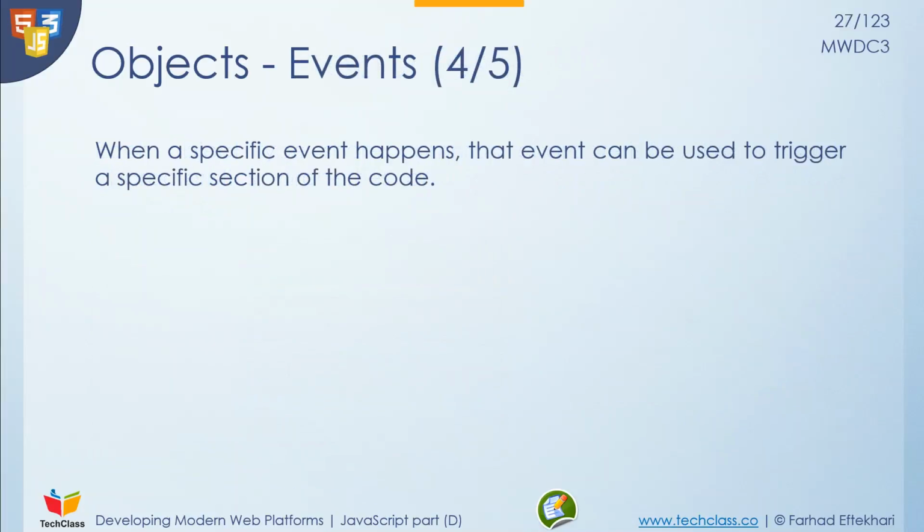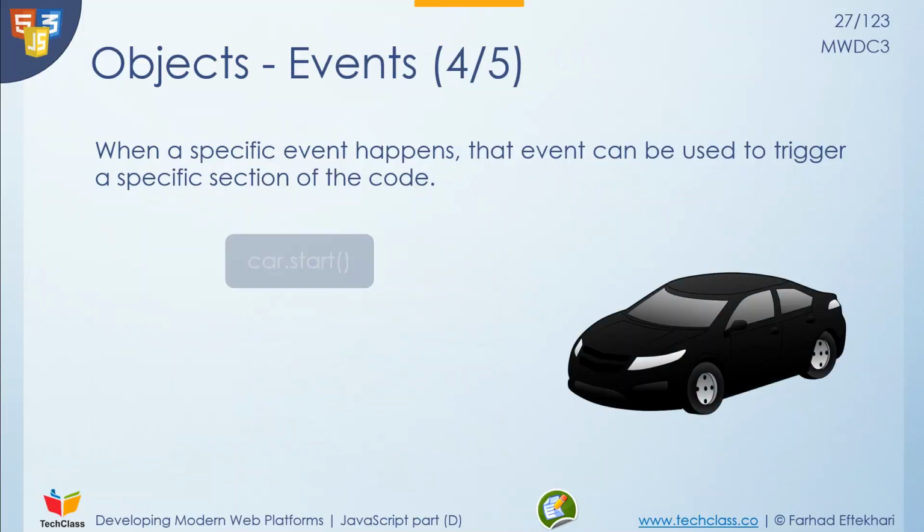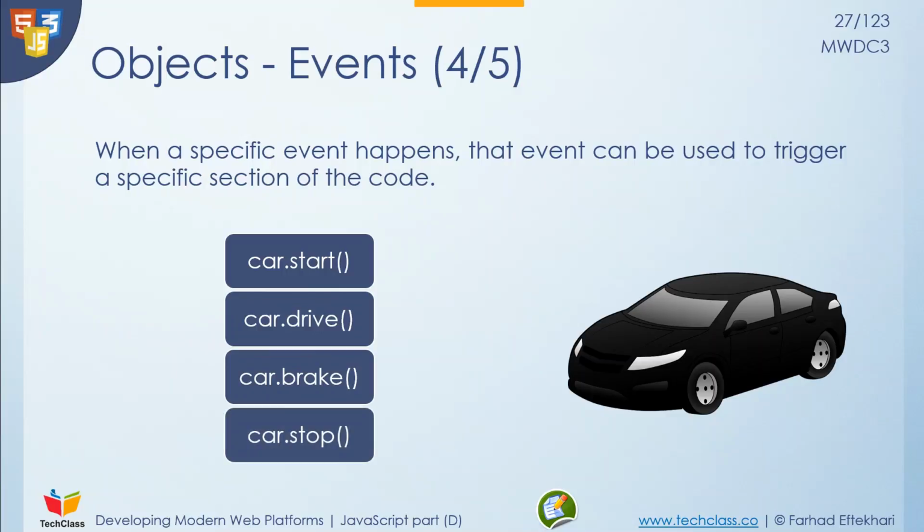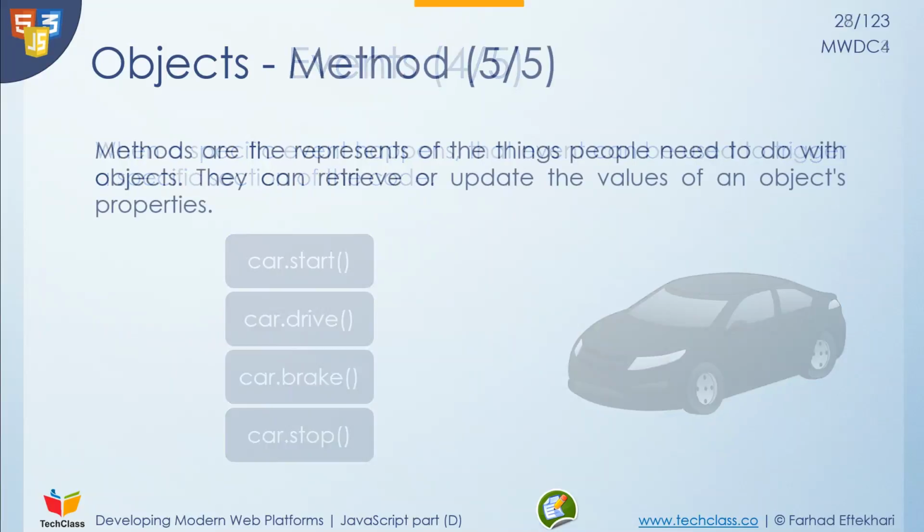Now let's get familiar with events. When a specific event happens, that event can be used to trigger a specific section of your code. Imagine you have the car, so the car can start, the car can drive, the car can apply brakes, and the car can stop. So they are the events of that car.